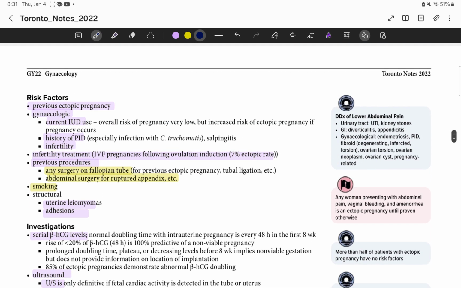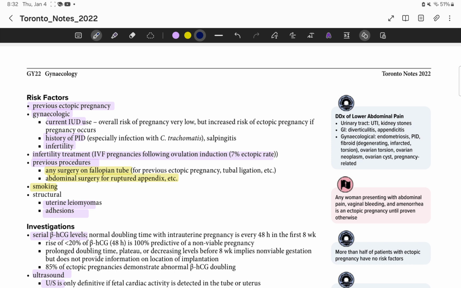Below are the risk factors: previous ectopic pregnancy, gynecological conditions. It can be current IUD use, history of PID, infertility. Infertility treatment, such as IVF pregnancies following ovulation induction, carries a 7% ectopic rate. Previous procedures, so surgery, can also be one of the risks.